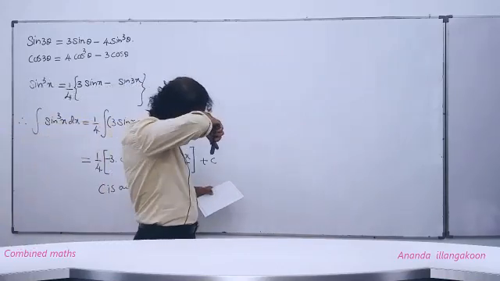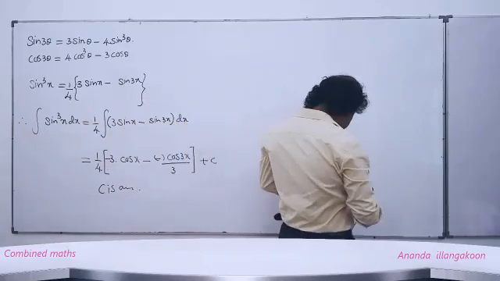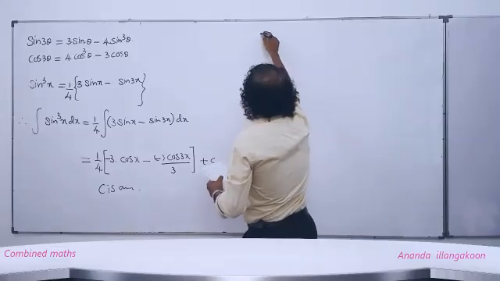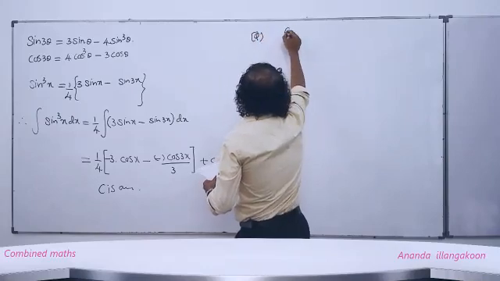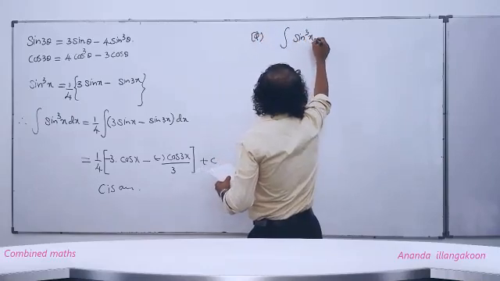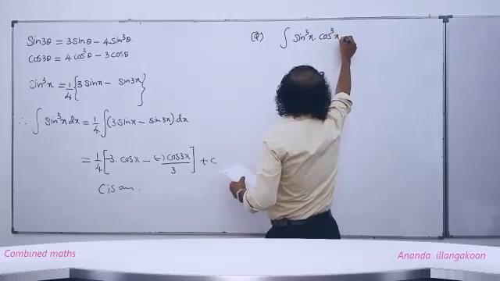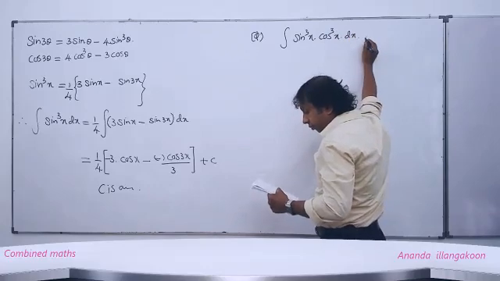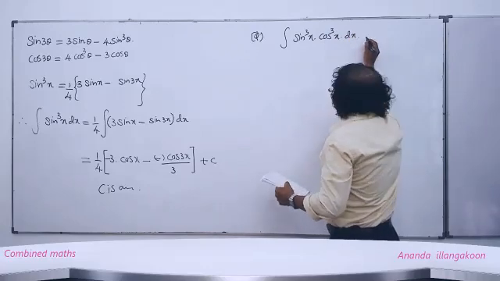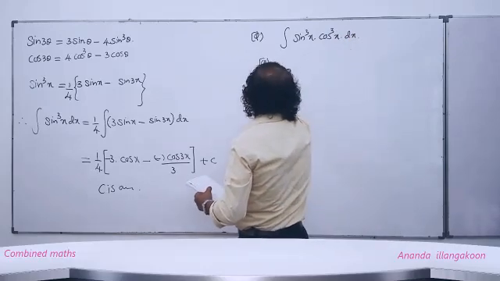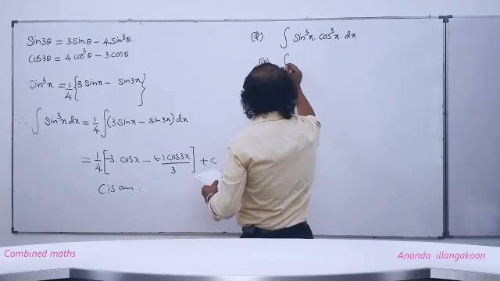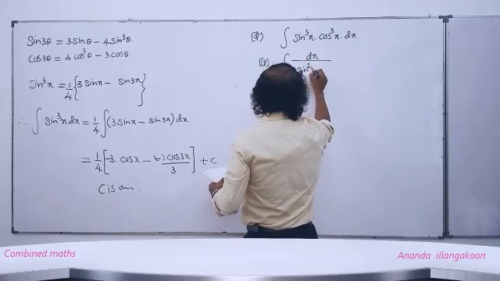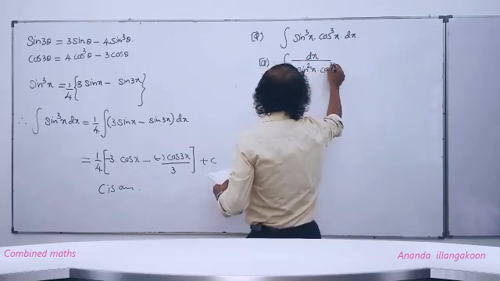Okay, next one is this. Integral of sine cube x into cos cube x dx. Next one. Integral of 1 upon sine squared x cos squared x with respect to x.